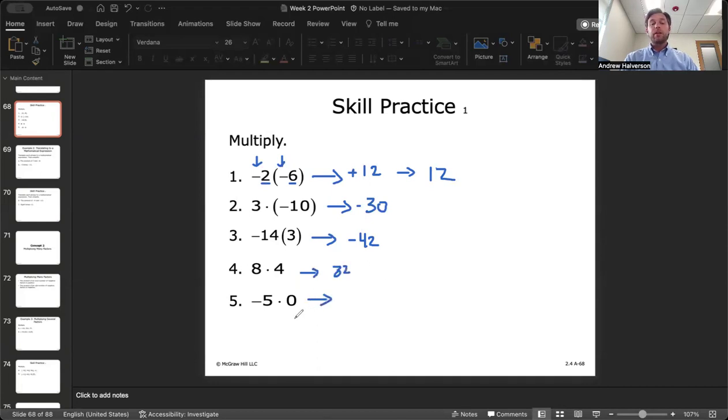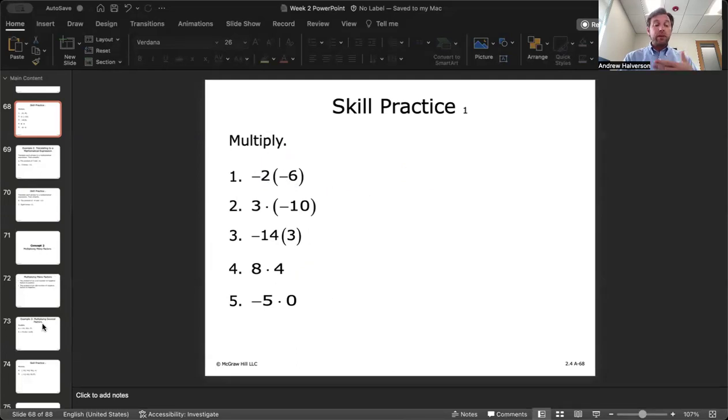And then how about this one here? Negative 5 times 0. Take a guess. Well, you multiply 0 times anything, you always get 0. It doesn't matter if it's positive or negative, you always get 0.